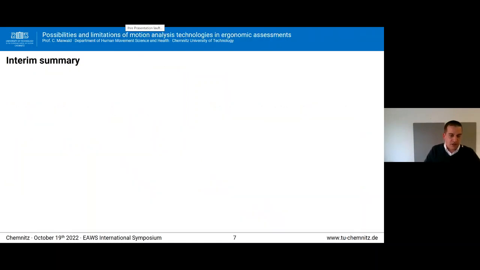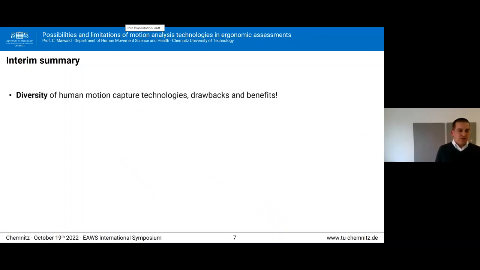So technology-wise, if we want to sum this up as a midway point, the technology itself is diverse, and you will be able to find a technology that will cover the specific field of application you're looking for. They have their drawbacks and benefits. All of them have this, and there's no better or worse system without looking at the scenario you're going to use it in.